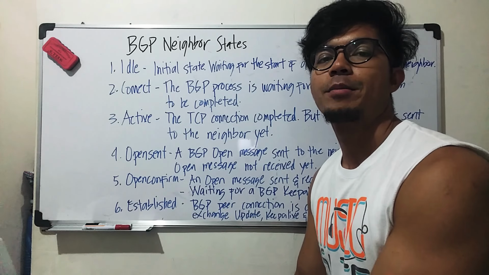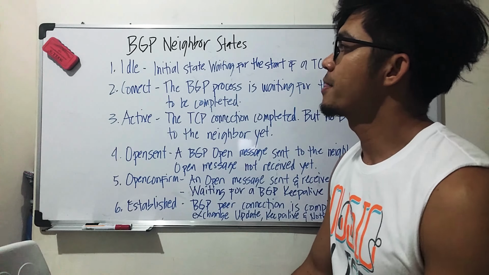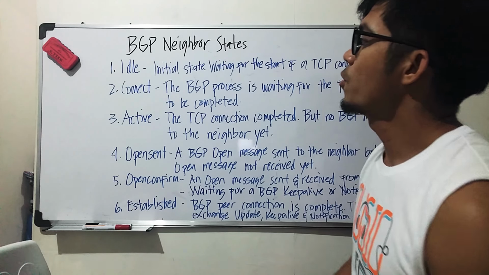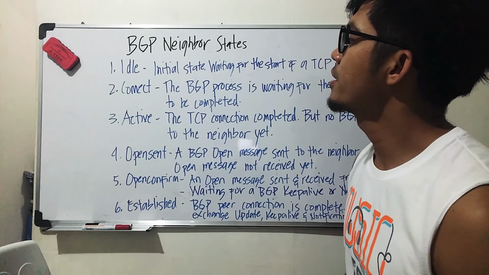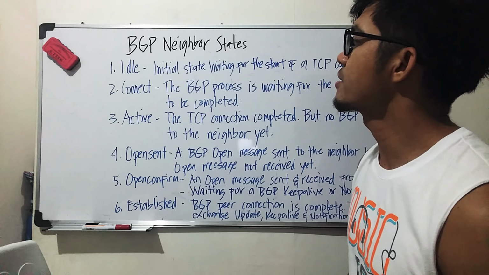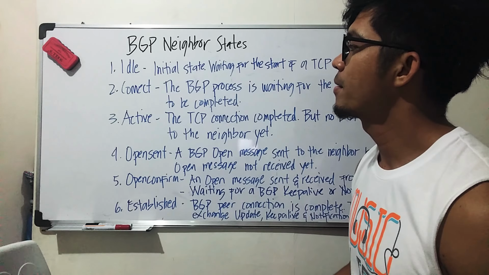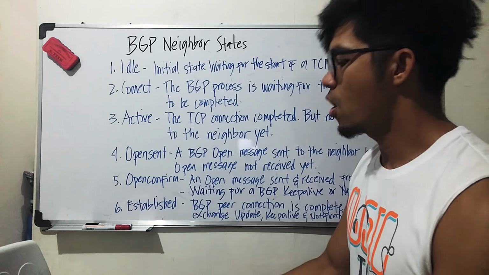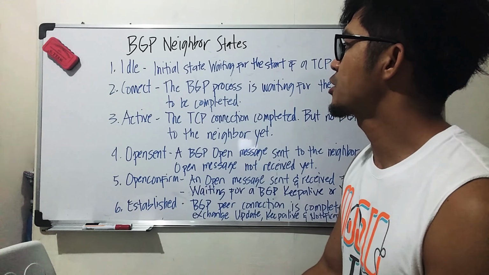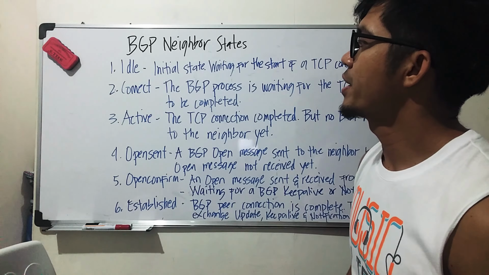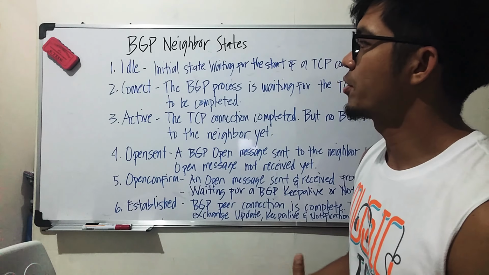In this video, I'm gonna talk about the BGP Neighbor States. So we've got 6 BGP Neighbor States. So number 1 is idle. Idle is always the initial state of a neighbor.